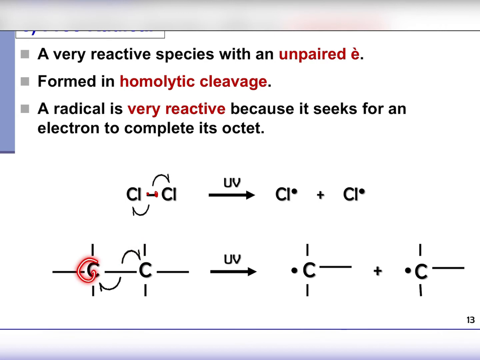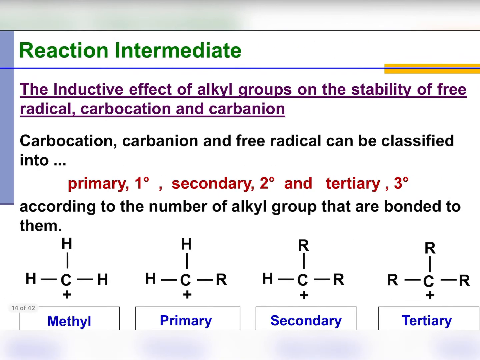Okay, so ini between carbon dengan carbon. So since dia punya electronegativity sama, so the bond breaking adalah homolytic cleavage, bukan heterolytic cleavage. And since homolytic cleavage yang berlaku, so kita dapat free radical lagi. Alright, so next kita nak tengok pula stability of free radical, carbocation and carbanion. Okay, dia nak tengok stability reaction intermediate tadi lah.